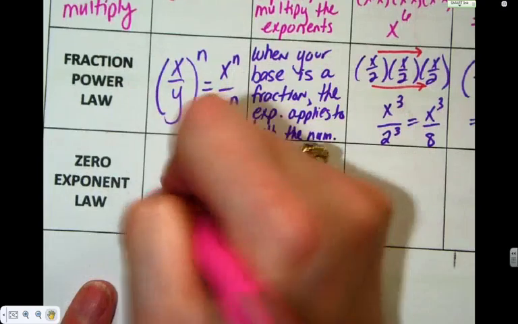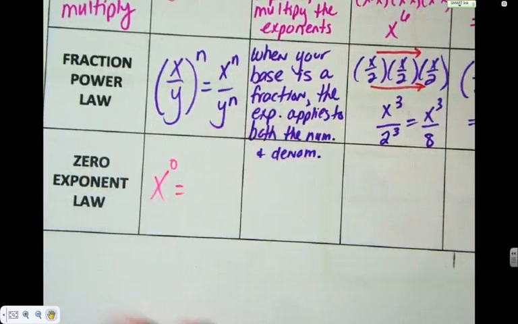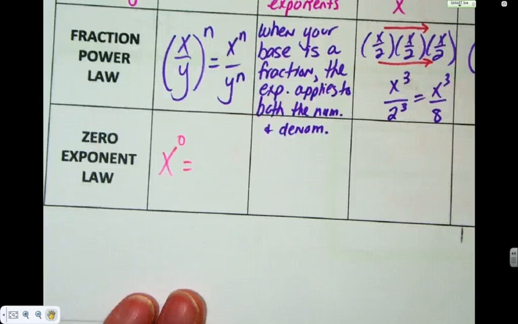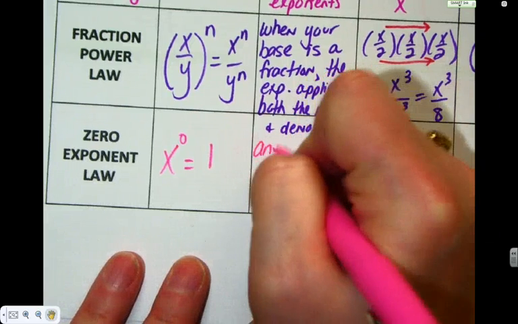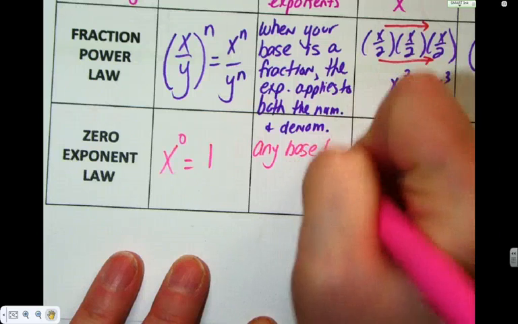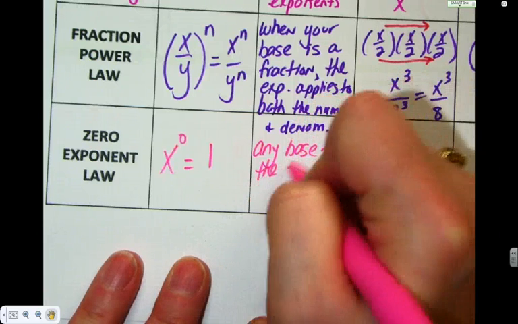Zero exponent law says x to the 0 equals? 1. What? Why isn't it 0? Well, we'll talk in a second. Any base to the exponent of 0?